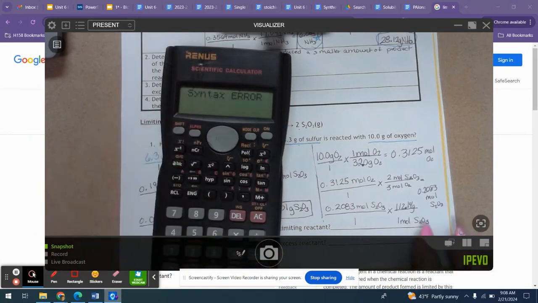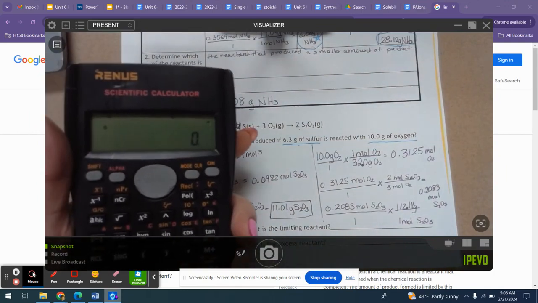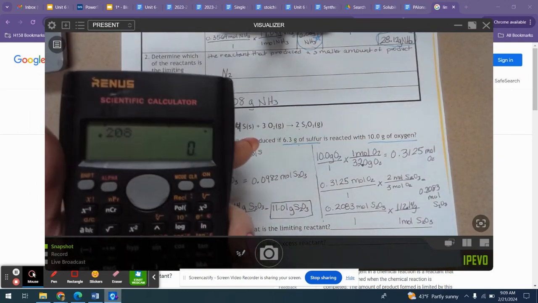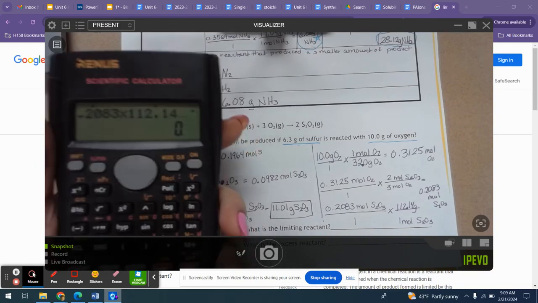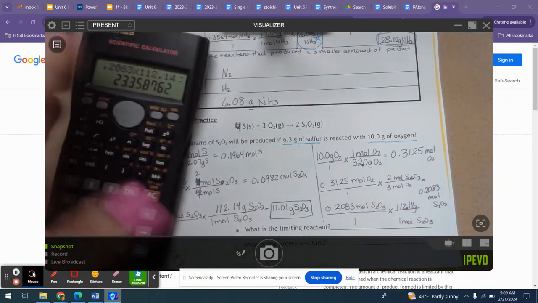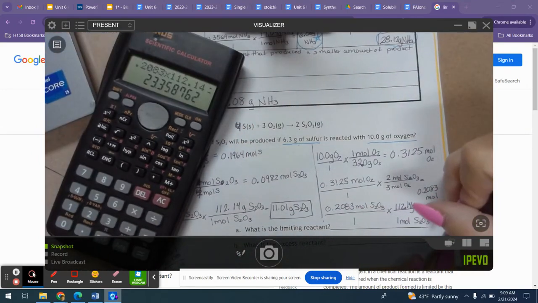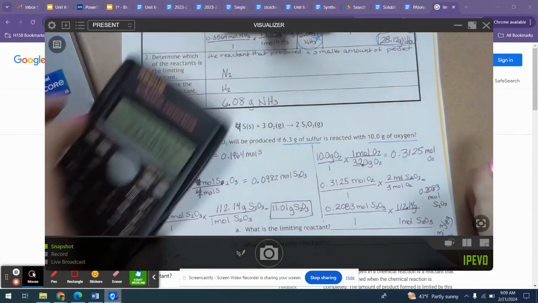So I'm going to take this times 112.14. On my calculator, 0.2083 times 112.14 equals 23.36. And I ran out of room, so let's put this down here: 23.36 grams of S2O3.